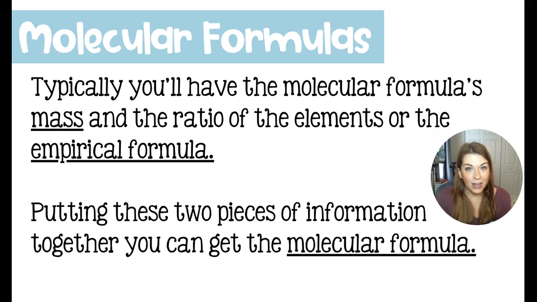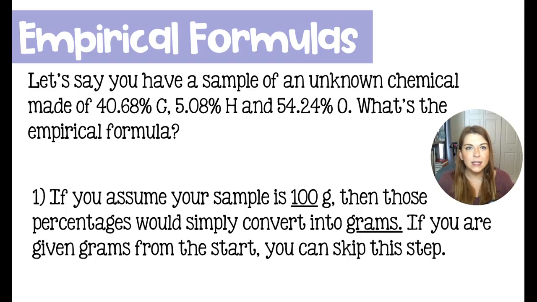And really, it's actually pretty cool. So in this lesson, I'm going to walk you through some examples because these questions can be presented in a few different ways. So in this case, we are assuming that we have 100 grams of this substance and 40.68% of it is carbon, 5.08% of it is hydrogen, and 54.24% of it is oxygen. And the question here is, what's the empirical formula?